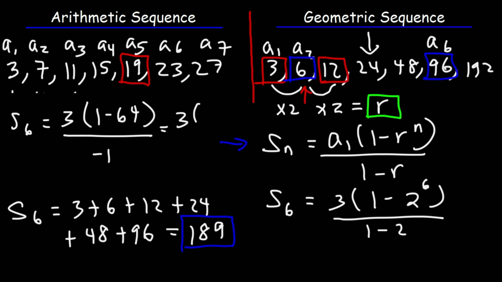So this is 3 times 1 minus 64, which is negative 63, over negative 1. So we could cancel the two negative signs. A negative divided by a negative will be a positive. So this is just 3 times 63. 3 times 6 is 18. So 3 times 60 has to be 180. And then 3 times 3 is 9. 180 plus 9 adds up to 189. So we get the same answer.